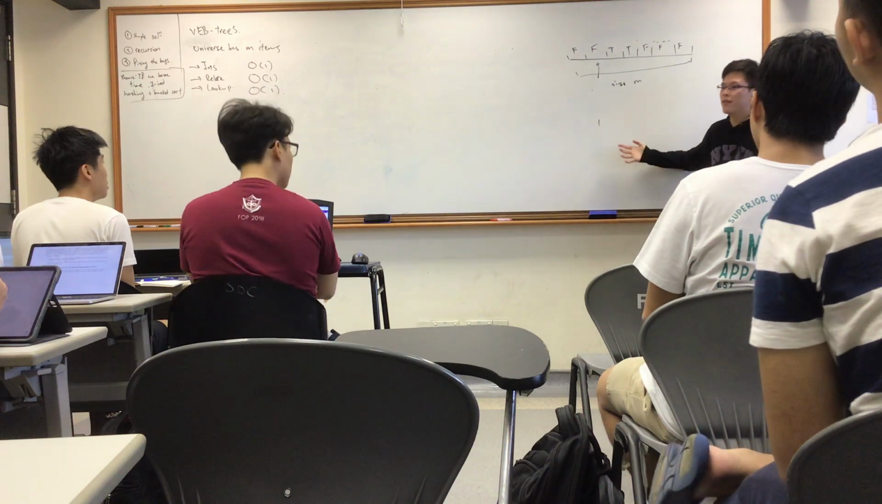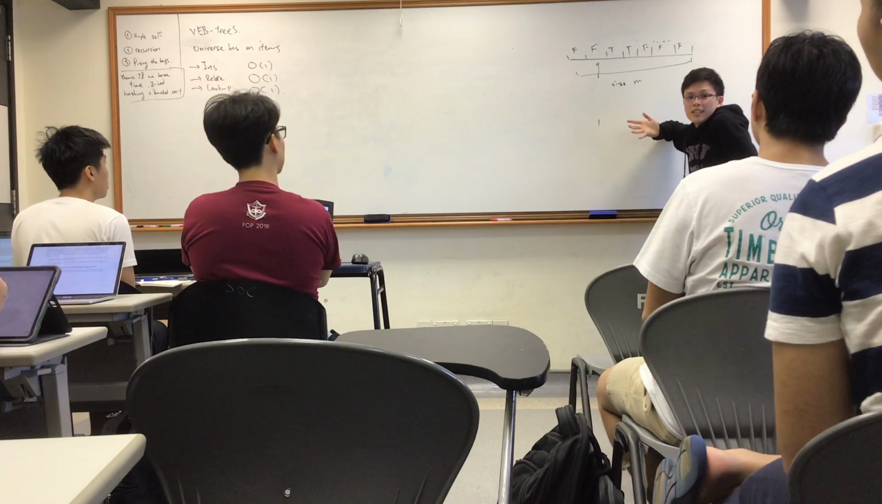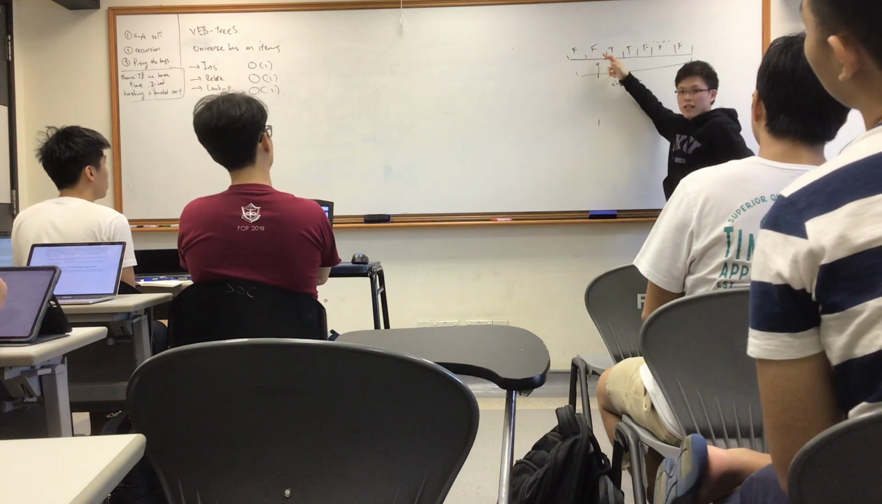Okay, but this isn't great unless I also know how to do lookup. So how would I do lookup? Let's say I want to do lookup of 1. What should I be doing? Check the slot. Exactly. Just check the bit, right?